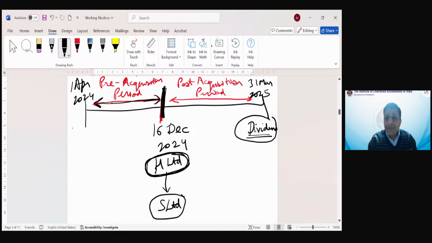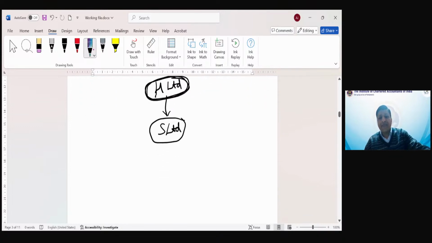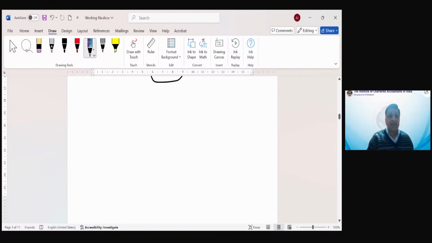Now, in this case, you will also be required to work out where this dividend which has been paid gets paid from. Is this getting paid from the profits which are earned before this date, or from profits earned after this date, or both? Or both.